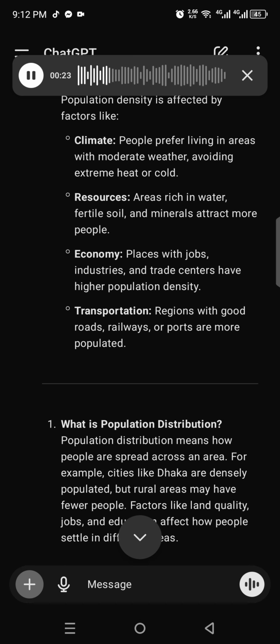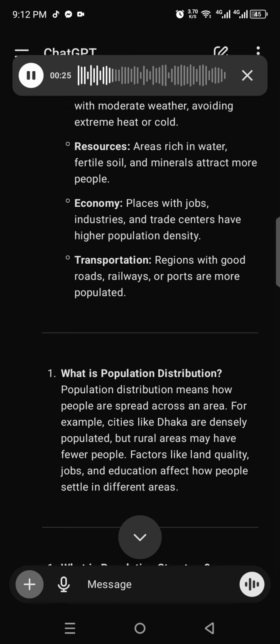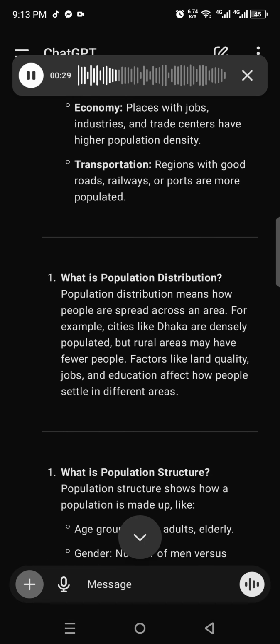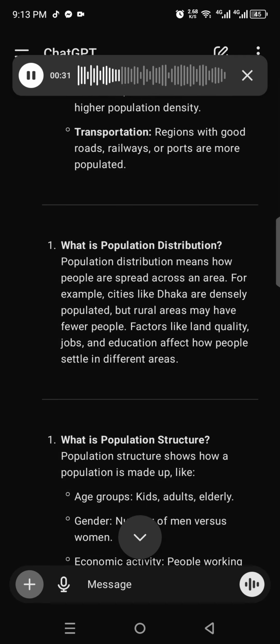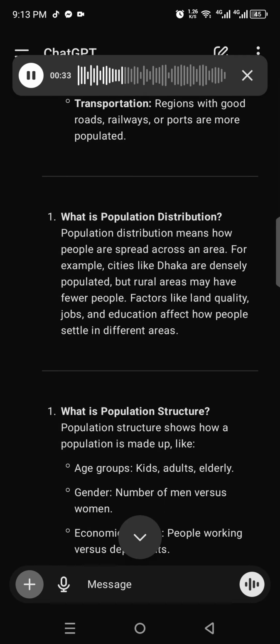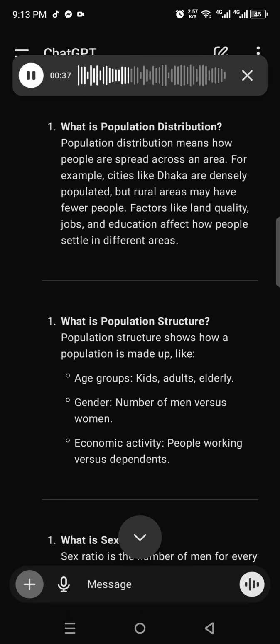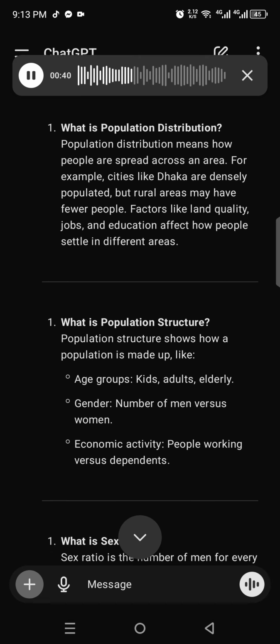Economy. Places with jobs, industries, and trade centers have higher population density. Transportation. Regions with good roads, railways, or ports are more populated. 2. What is population distribution? Population distribution means how people are spread across an area. For example, cities like Dhaka are densely populated, but rural areas may have fewer people. Factors like land quality, jobs, and education affect how people settle in different areas.